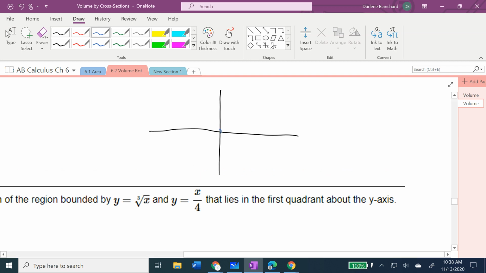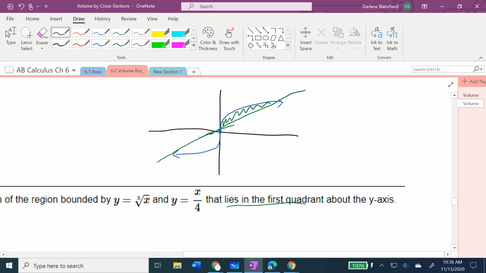Cube root of x. The line y equals x divided by 4. But it also said lies in the first quadrant, so that's going to be this section.